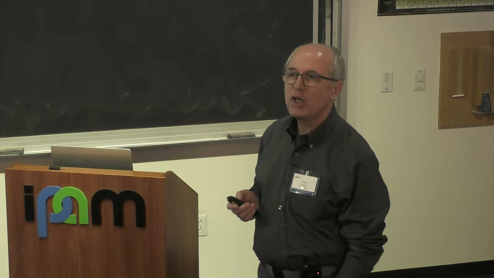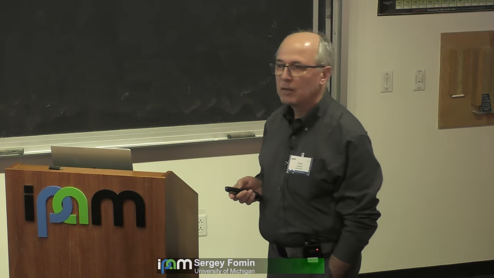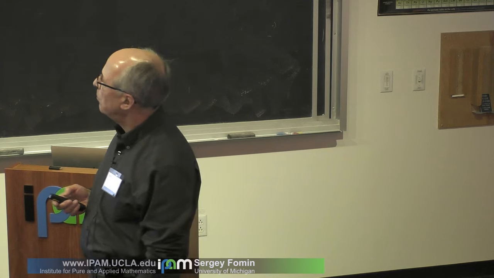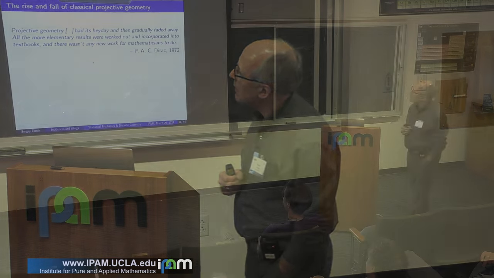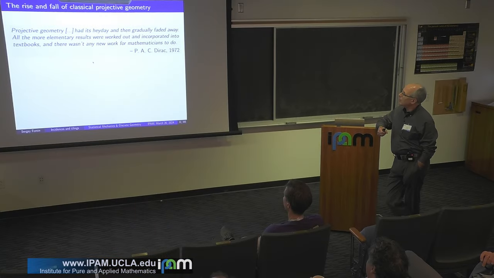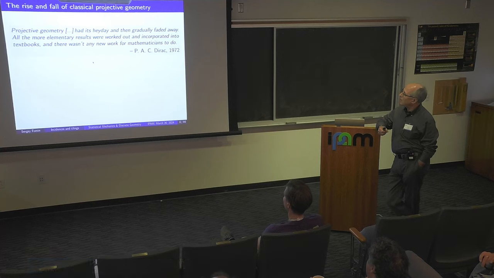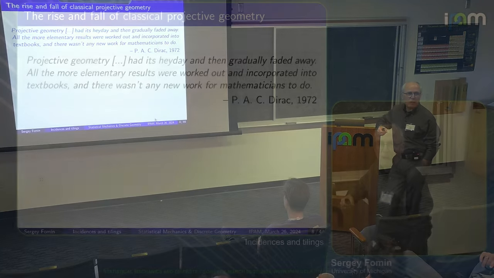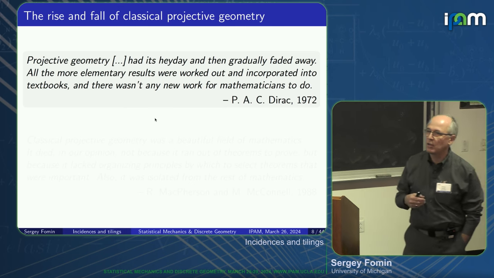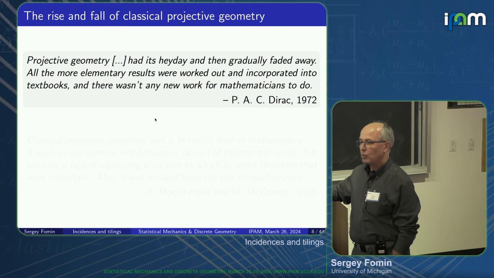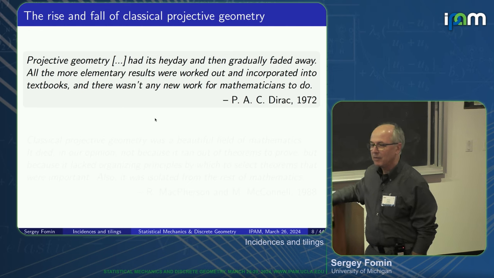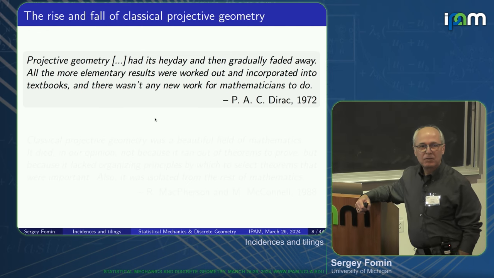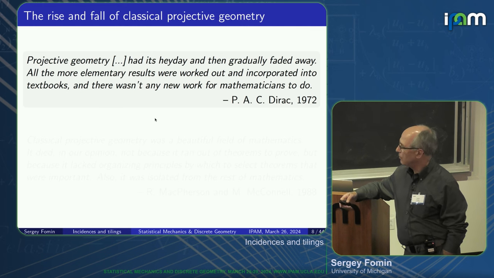But then things changed. Here is a typical quotation from the 20th century. It's due to Paul Dirac, a famous physicist. "Projective geometry had its heyday, then gradually faded away. All the more elementary results were worked out, incorporated into textbooks. There wasn't any new work for mathematicians to do." Mind you, Dirac was a big fan of projective geometry. He really loved the subject. So this wasn't a denigrating statement. He was actually lamenting the demise of the subject.